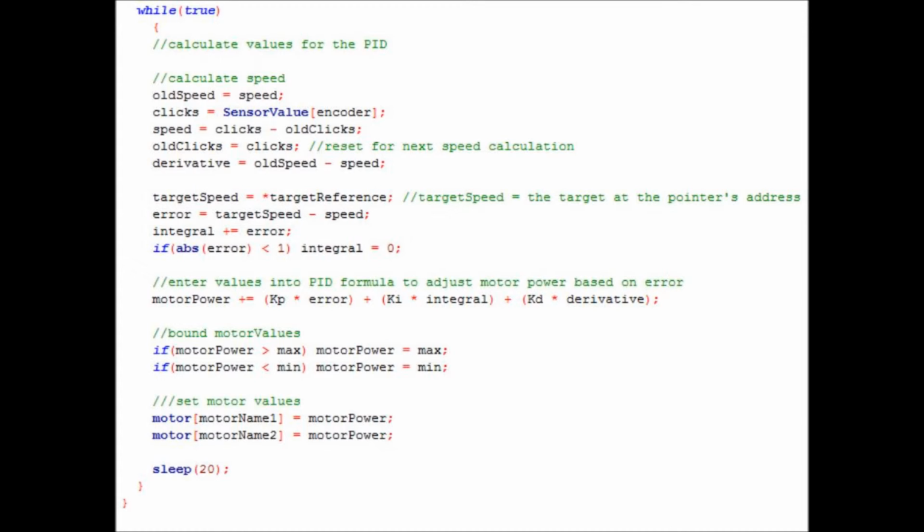Add the error into the integral to sum all of the error this approach. Be sure that you establish a dead zone, however, in which if the absolute value of error is less than a certain trivial value, for example 1, integral will be reset to 0.